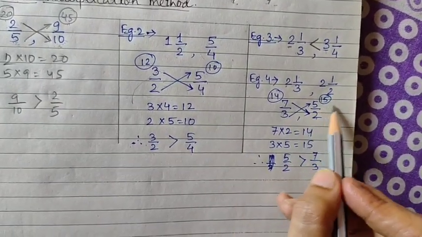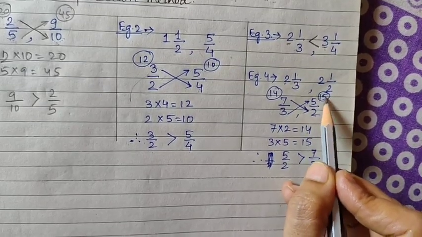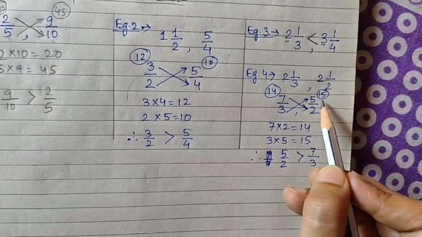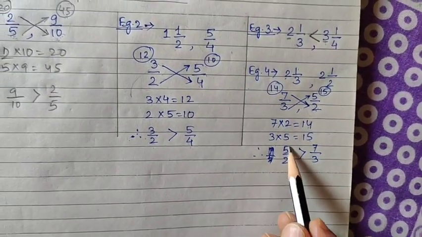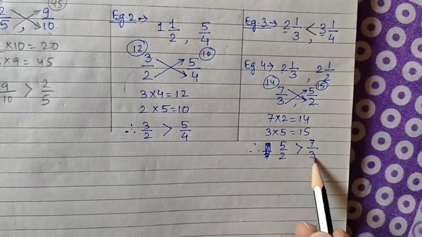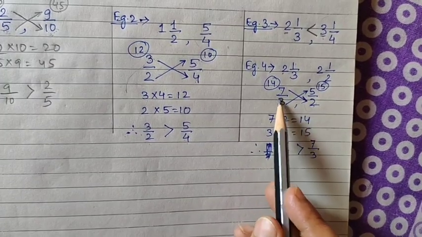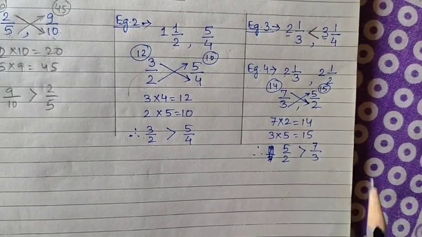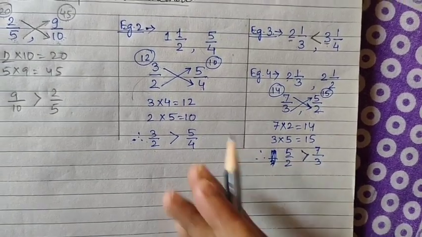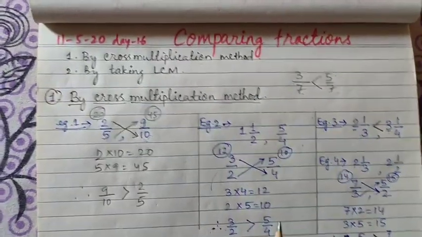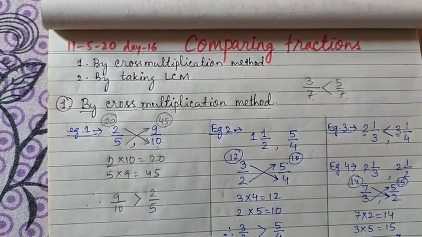So किसके पास है बड़ा नंबर? This 5 by 2 has the greater number on its side. So 5 by 2 is greater than 7 by 3. Or you may write 7 by 3 is less than 5 by 2. क्रोकोडाइल का माउथ ओपन रहेगा बड़े की तरफ. So this is the way you have to compare two unlike fractions.